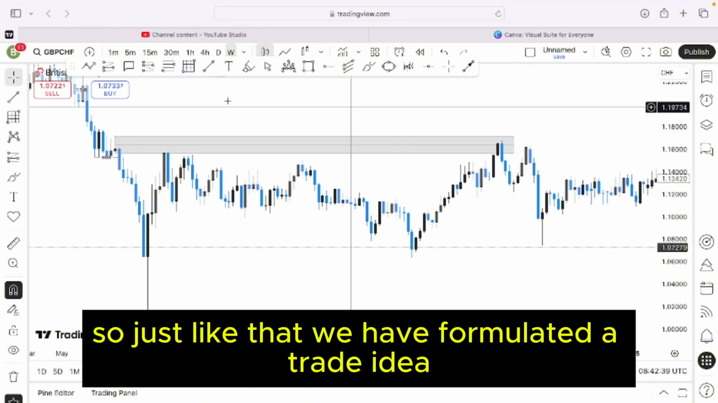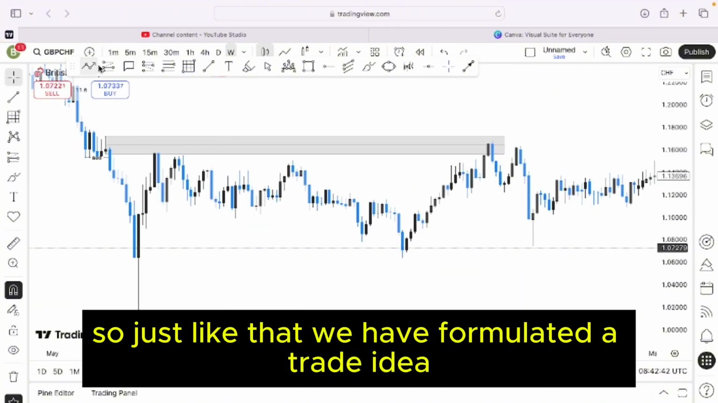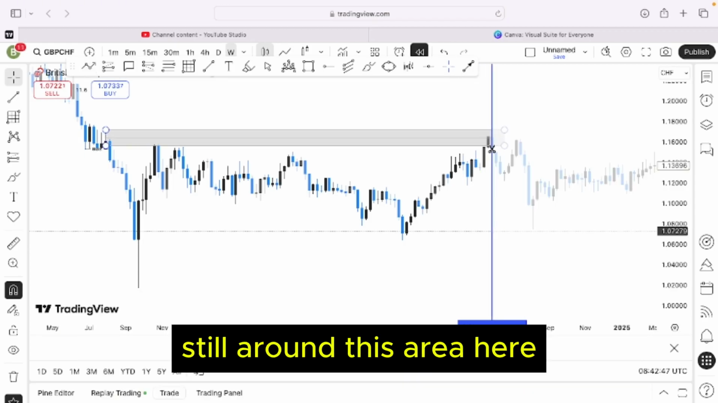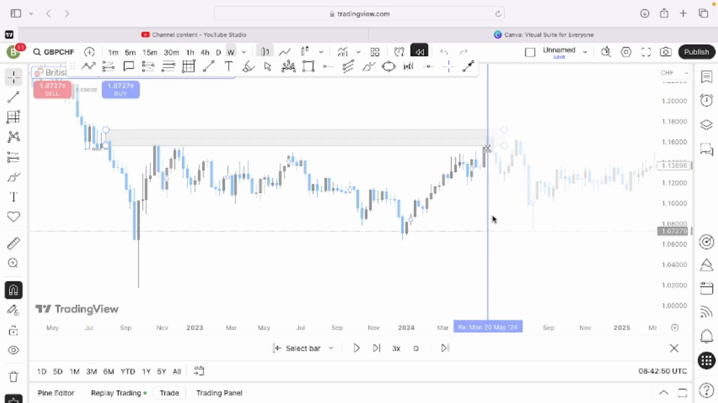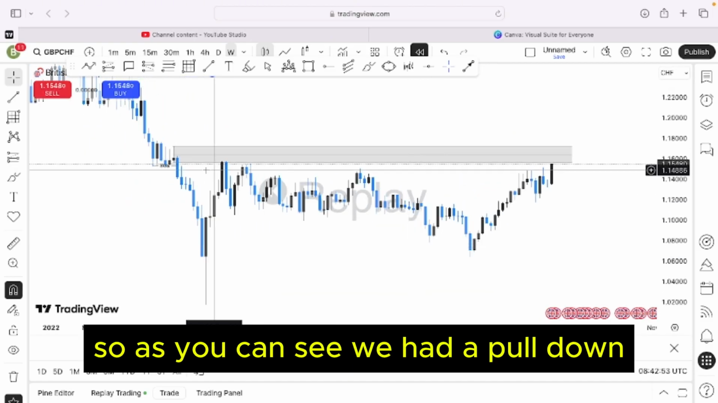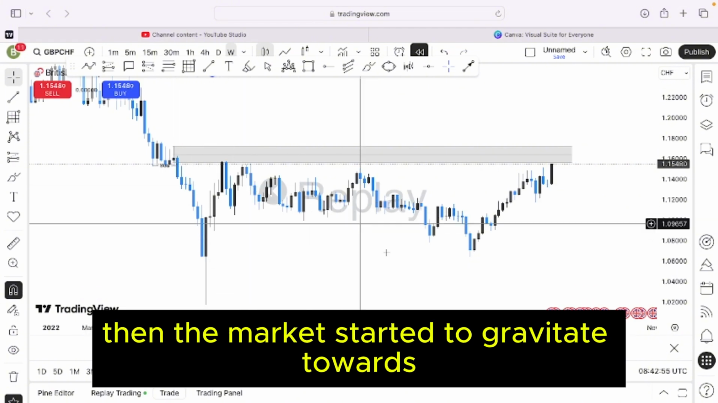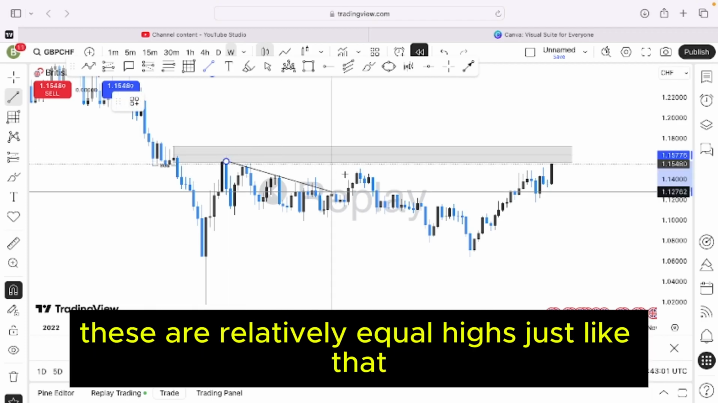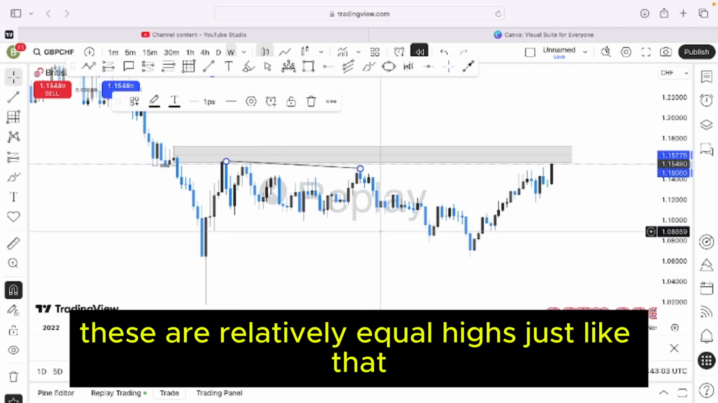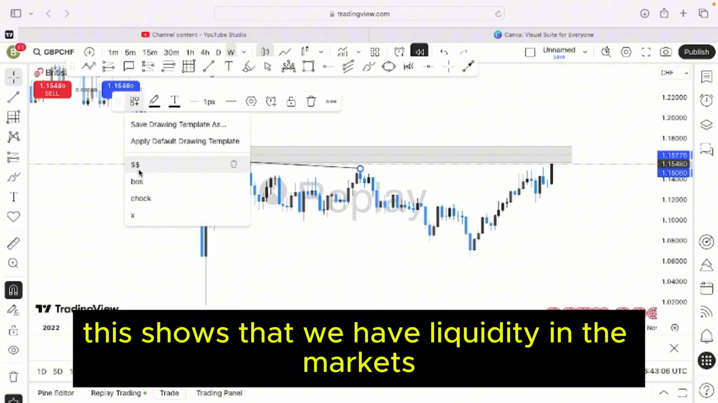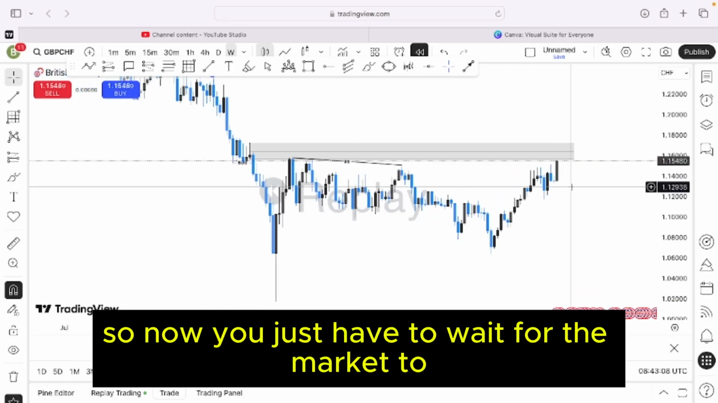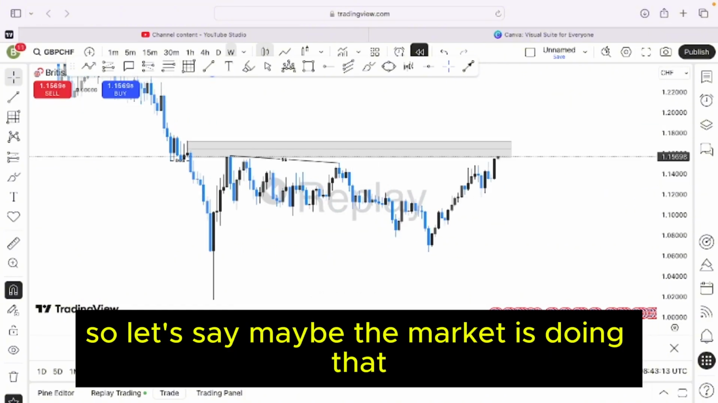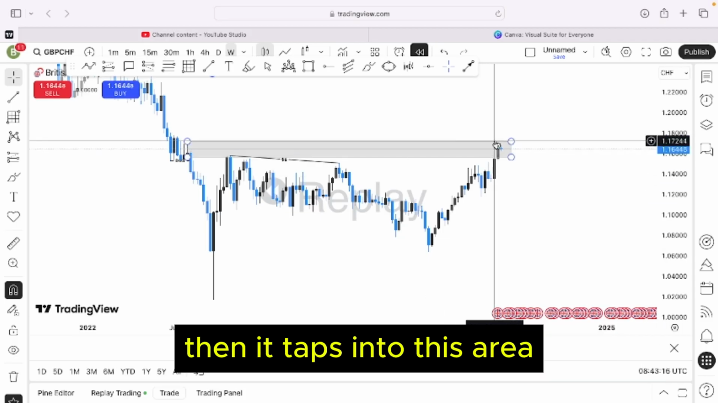So just like that, we have formulated a trade idea. So let's say maybe the market was still around this area here. Just showing you the setups. As you can see, we had a pull down, then the market started to gravitate towards this area of interest, and then as you can see here, these are relatively equal highs. This shows that we have liquidity in the markets. So now you just have to wait for the market to tap into this area, then you start to look for selling opportunities. So let's say maybe the market is doing that, then it taps into this area.